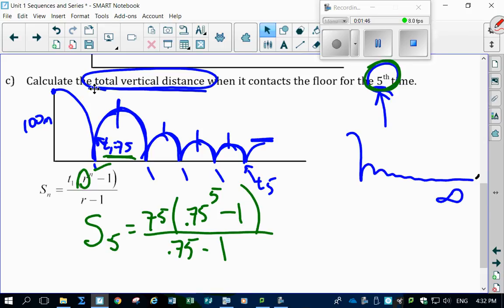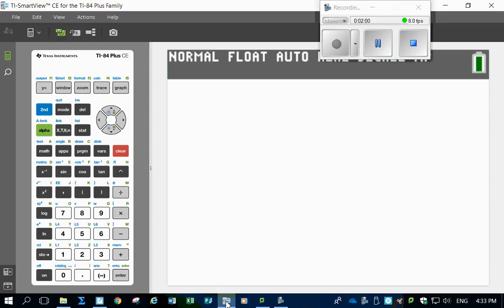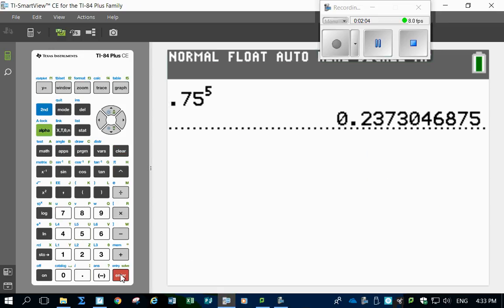All right, so how do we do this? Very simple. We're going to boot up our calculator, and we're going to start with this 0.75 to the power of 5. Always remember BEDMAS. Okay, so 0.75 to the power of 5, and you're going to find out that that's actually quite a small number. Look at this. It's very tiny. But since it's only 5 bounces, this is quite significant.